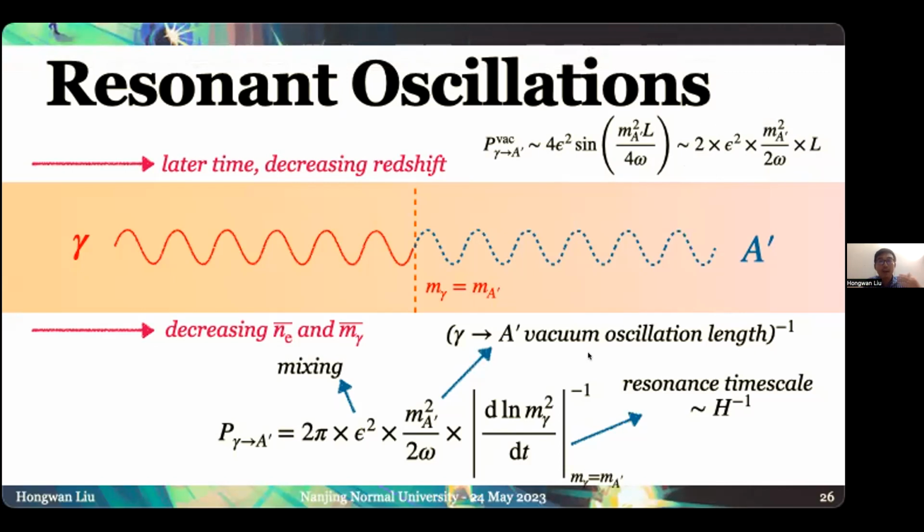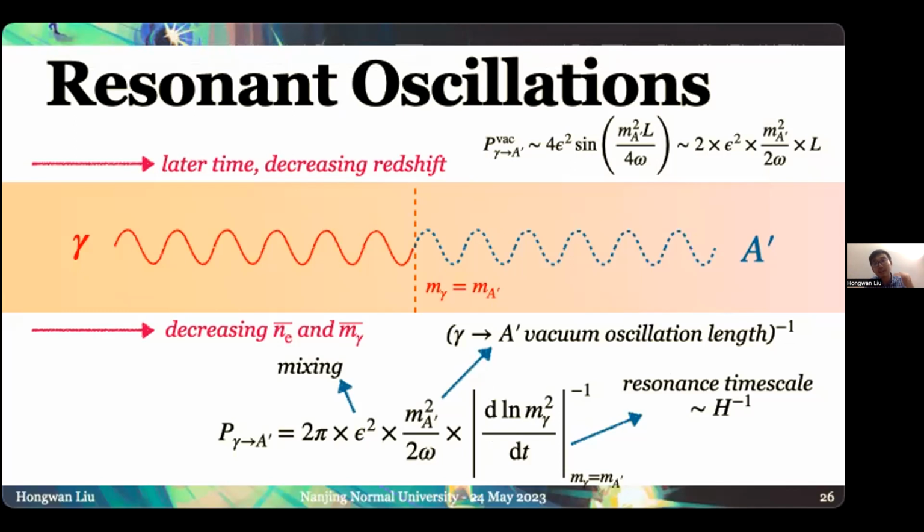But if you compare that with what you get for the resonant case, when the m gamma equals ma prime condition is met, the length scale that appears in the probability is the time at which the two states stay at the same energy level. If you think about it cosmologically, these two states are evolving according to the expansion of the universe.